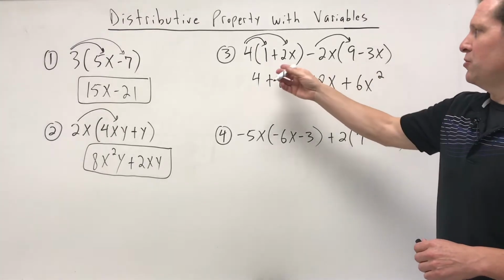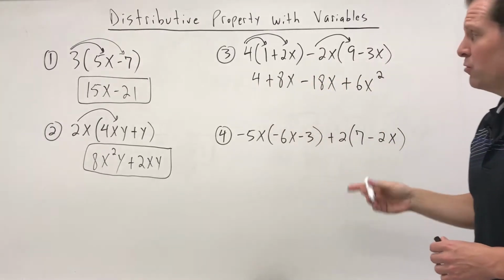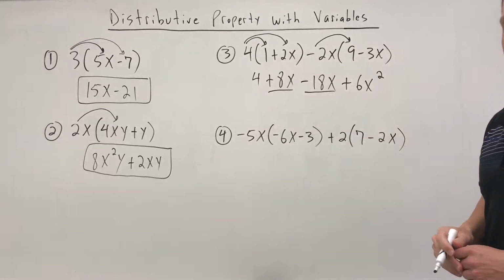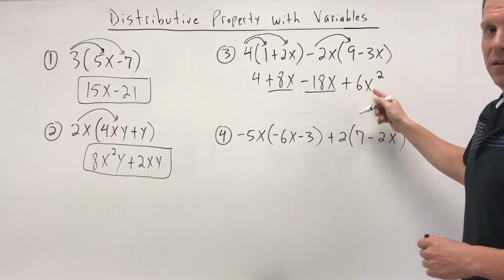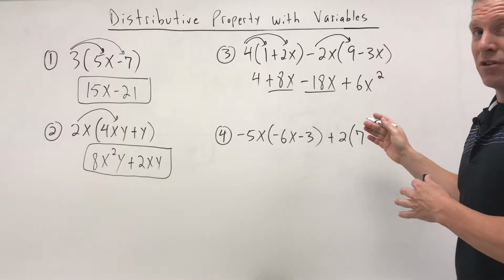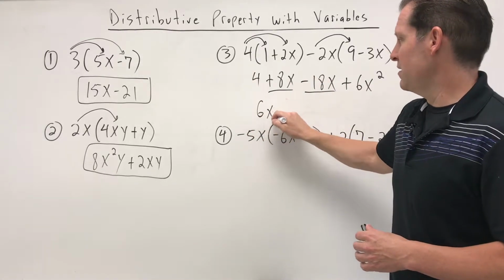Now because we were doing distributive property with 2 sets of parentheses, it's highly likely we're going to have to combine like terms, which we do. Here we have a positive 8x and a minus 18x. Also, if you look, this 6x squared is listed towards the back. Typically in standard form, we like to put the variable with the largest exponent in the front. So I'm going to go ahead and do that. So that's going to be 6x squared.